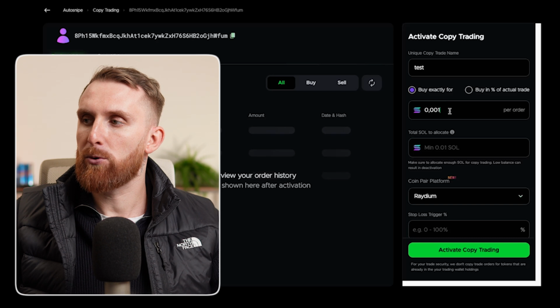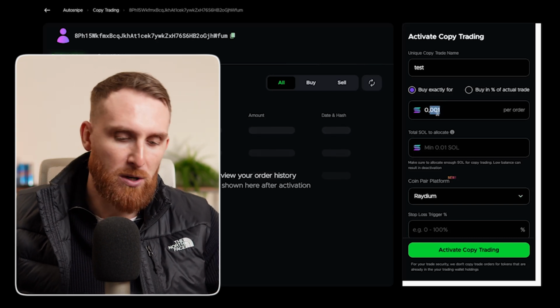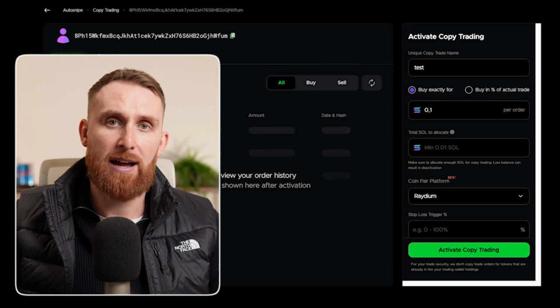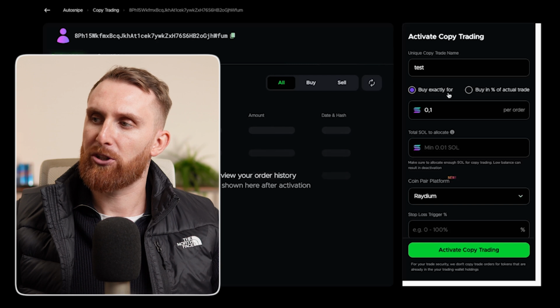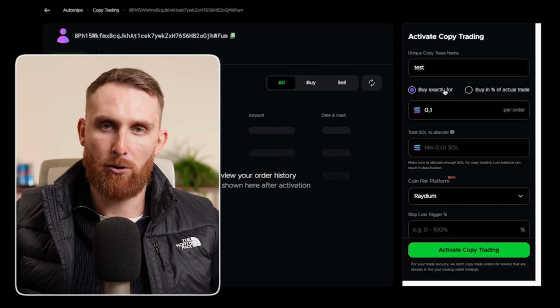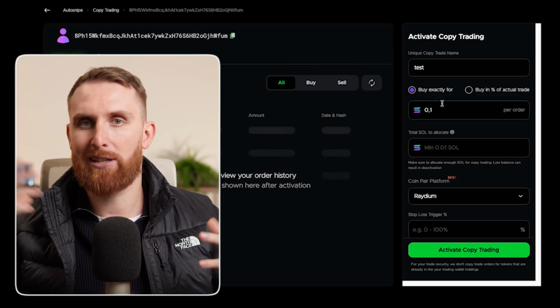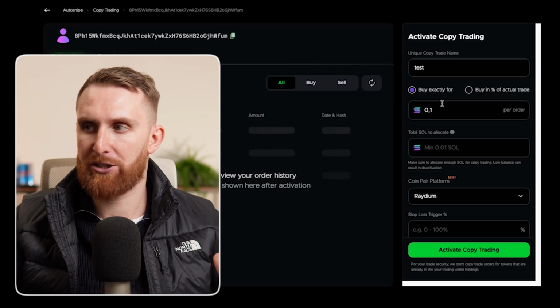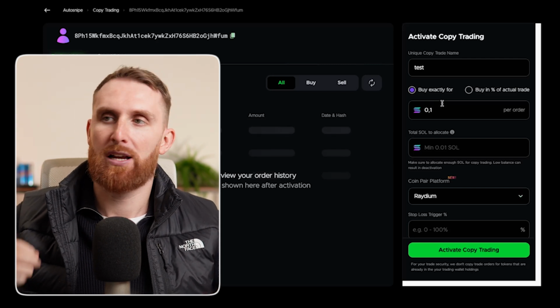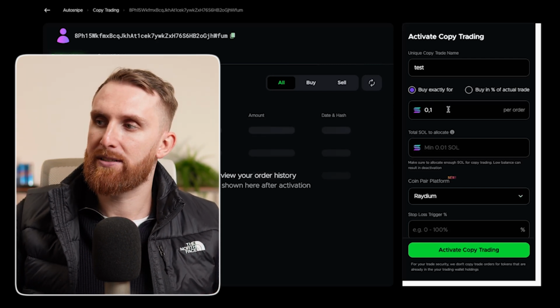For example, if you want to copy every trade, but you only want to copy 0.1 Solana per trade. If you're a beginner, I would recommend you going with a buy exact 4. And right here, I usually put in 10% of my total budget. So for example, if you want to copy trade 1 Solana, put in 0.1.